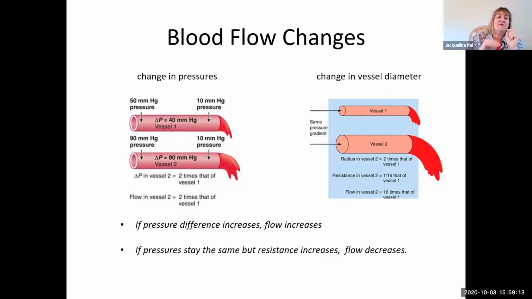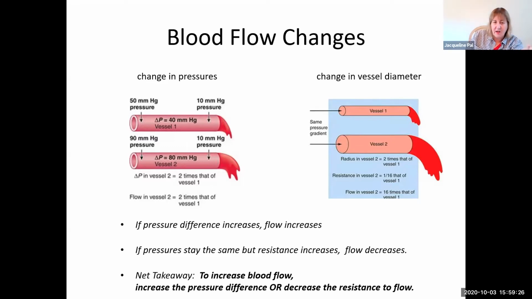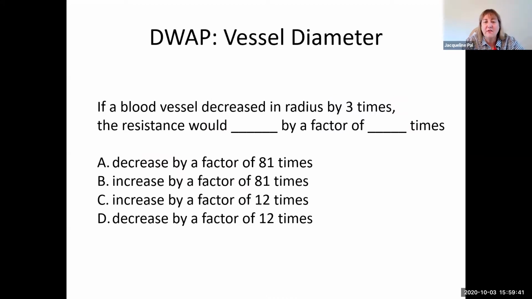So the net takeaway from this is, if pressures are staying the same but an increase in resistance occurs, as in the vessel getting smaller, then flow decreases. To increase blood flow, we want to either increase the blood pressure difference or decrease the resistance to flow by increasing the radius. All right, here's another question for you to answer, and this one's actually multiple choice, so go ahead and pause it and figure this one out.